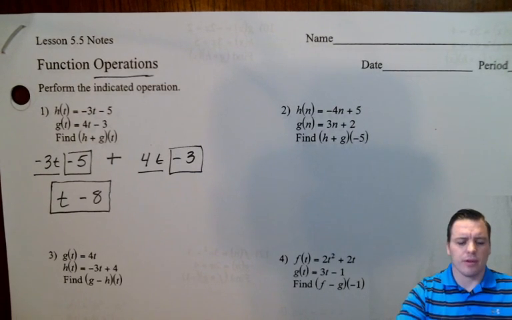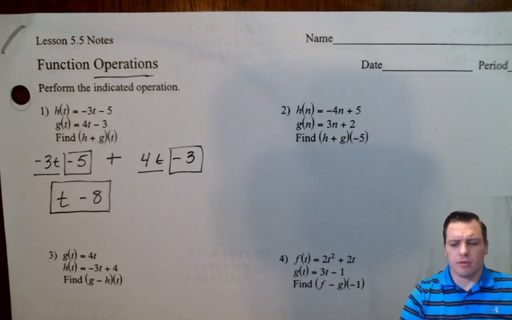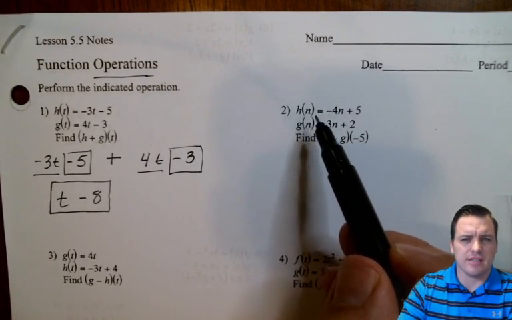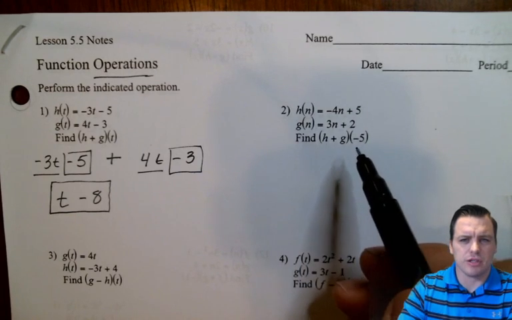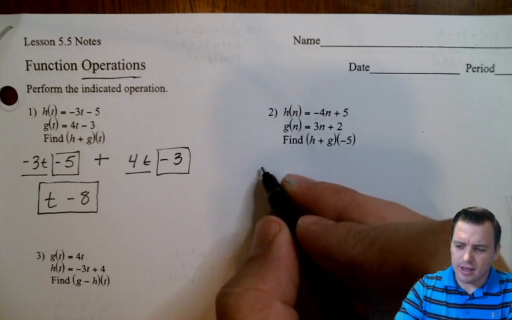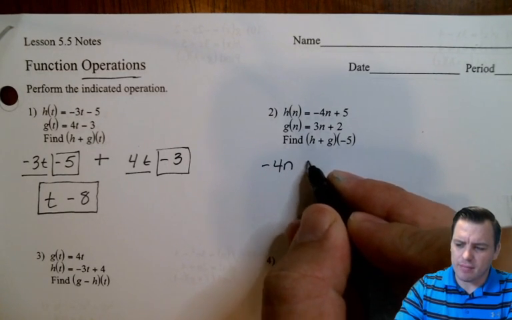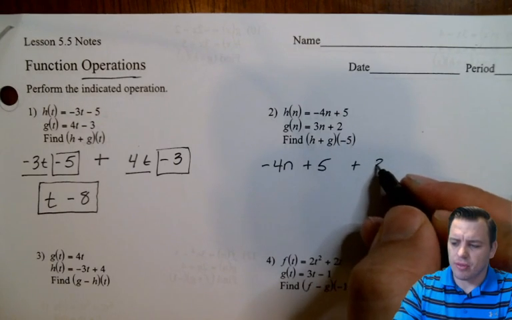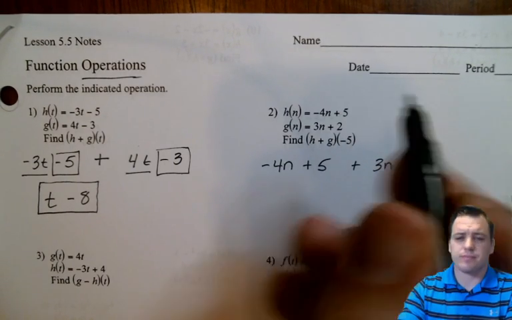So pretty simple there, guys. All right. Now, let's jump over to the next one. It gives us two functions, h of n and g of n. It says find h plus g of negative 5. So same process here. Let's do that. Negative 4n plus 5, and then plus the other one, 3n plus 2.